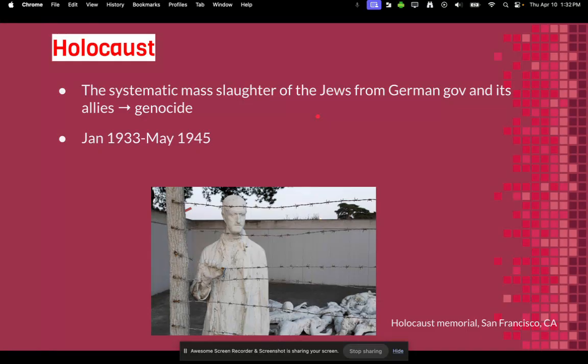So, the Holocaust was the systematic mass slaughter of the Jews by the German government and its allies, which turned into a genocide. And this lasted from 1933 all the way until May of 1945.